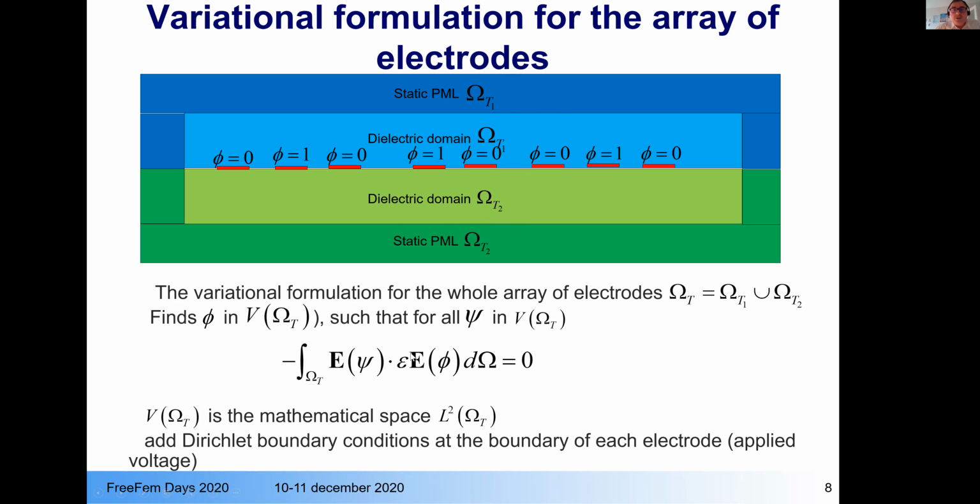So the variational formulation is quite simple. At the boundary, you have no free condition. So it is like this: you have the integral of E psi scalar epsilon E phi equals 0, and you have only to consider the Dirichlet boundary condition for each electrode. So this is the applied voltage.